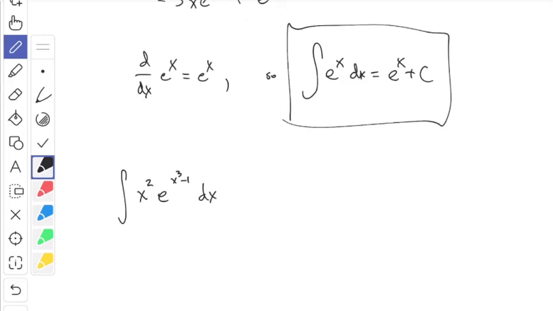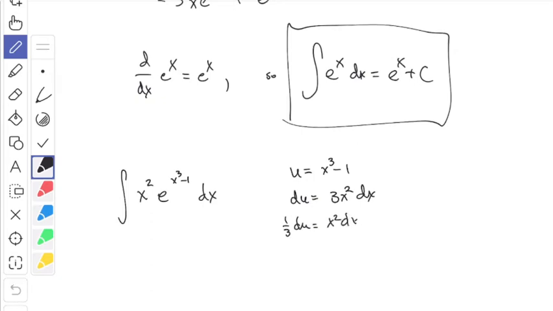The integral of x squared e to the x cubed minus 1 dx. Since we have extra stuff inside the exponent, we're going to have to do a substitution. I would suggest making u equal to the whole exponent, because I only know how to do the integral of e to the x. So u equals x cubed minus 1, which means du is 3x squared dx. If I divide by 3, 1/3 du equals x squared dx.